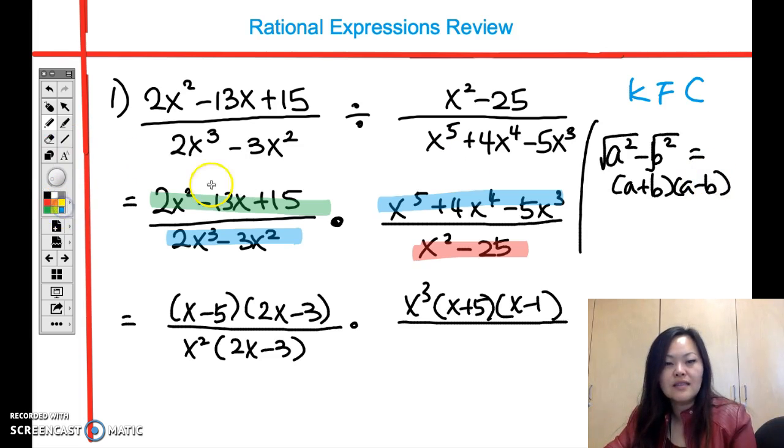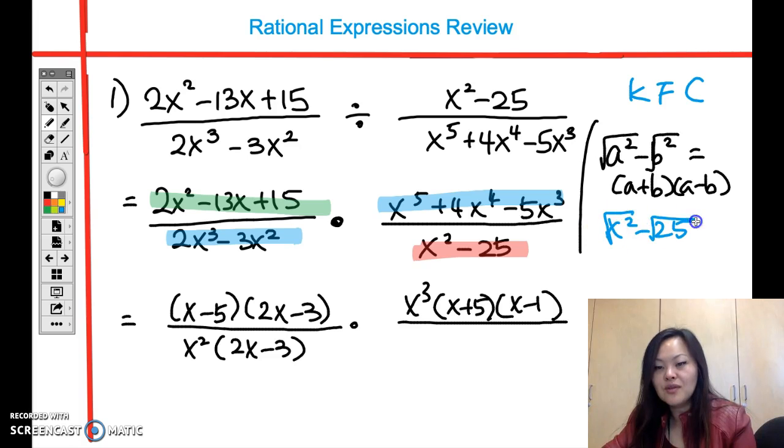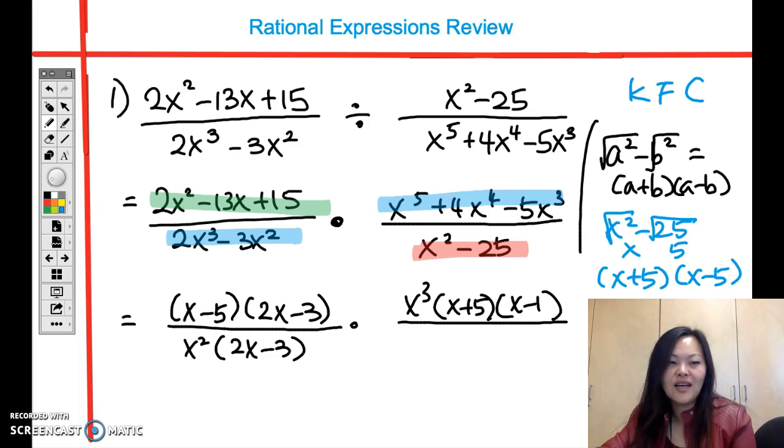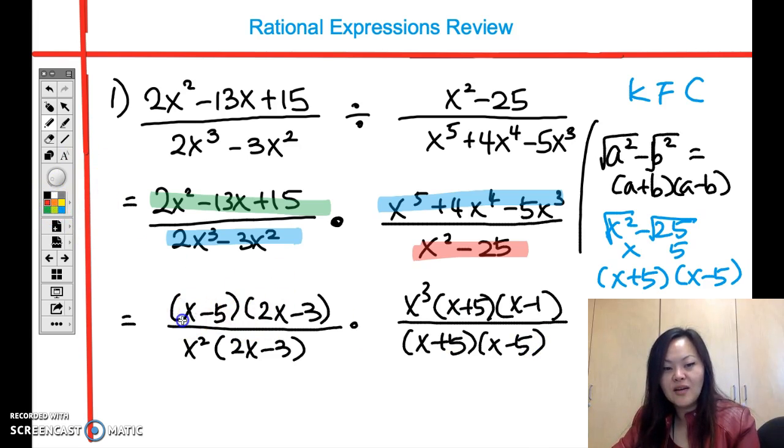So then obviously we have x squared minus 25. So find the square root of both, which is x and 5, and we're left with x plus 5, x minus 5, right? Pretty simple if you ask me. So now we just have to cancel stuff out. X minus 5, x minus 5.